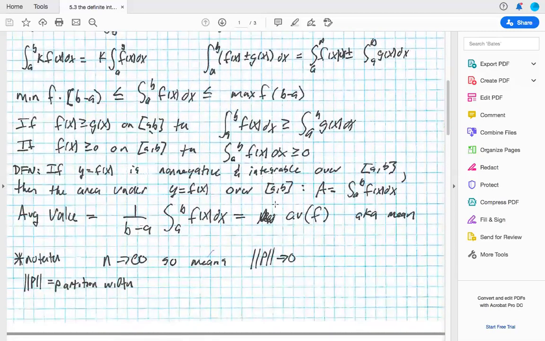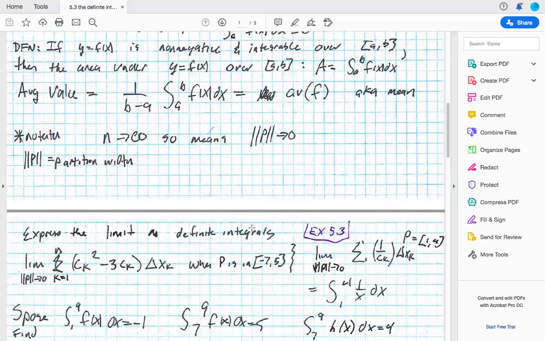Last thing kind of falls back into 5.1 with the average value. So if y equals f of x is non-negative and integrable over [a, b], then the area under the curve from a to b equals this. The area is the definite integral because it has bounds. Indefinite integrals don't have bounds. So the definite integral of f of x between a and b. The average value is going to be that area divided by the total width of the interval we're looking at.